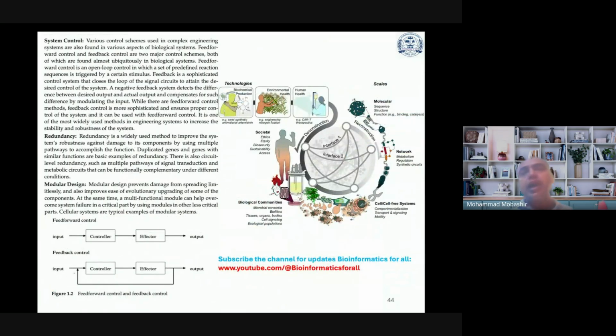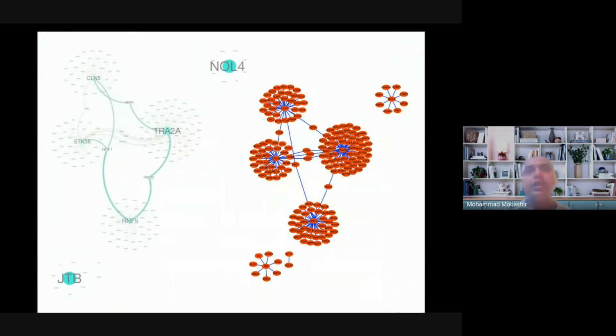Then there are some other technologies which are involved. This I have discussed a lot. So here there is another way of master regulator proteins. For example, these two networks are the same network for prostate cancer. So these are the master regulators. For example, TRA2A, one protein, then NOL4, then CLN5, then this is STK38, then another, RNF5.